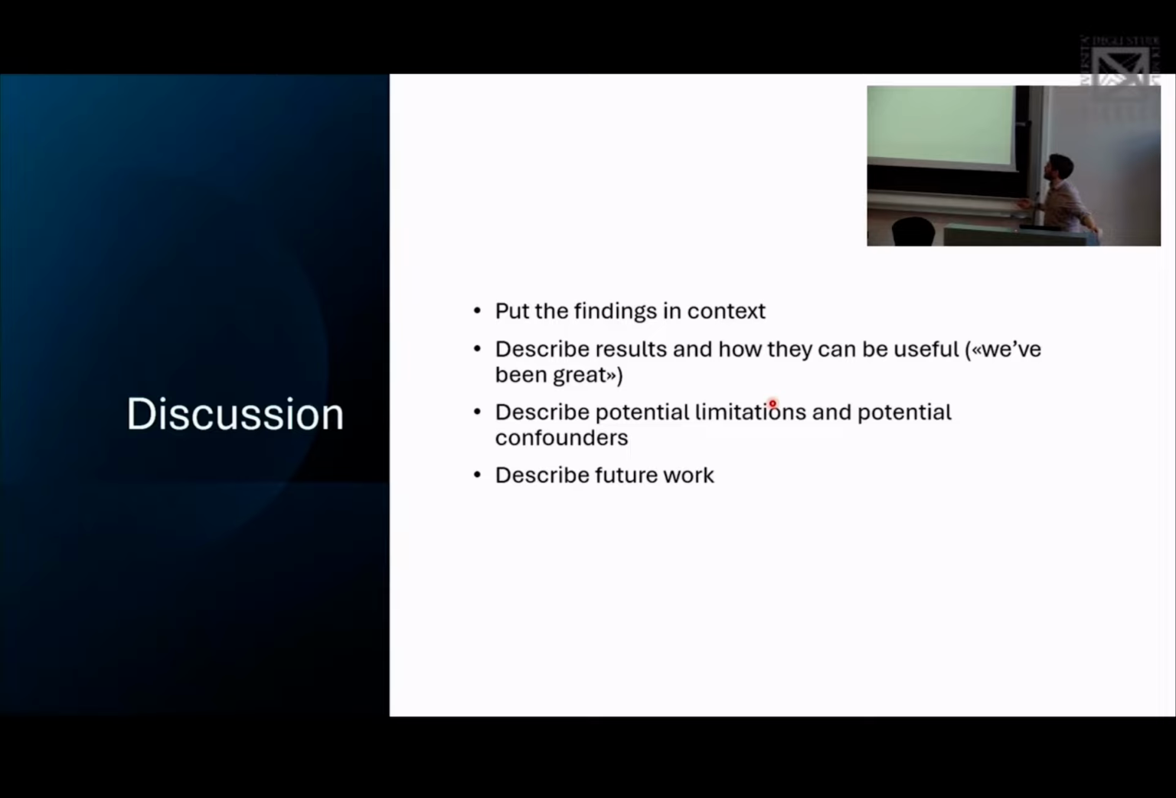And finally, discussion. This is more qualitative. You put your finding in the context of the other research that there is, and you describe the results and how they can be useful. Generally, here there's a bit of leeway about self-judging yourself. In good work, you should show some awareness of the potential limitations and potential confounders you haven't addressed in your work, and you might describe what's next.